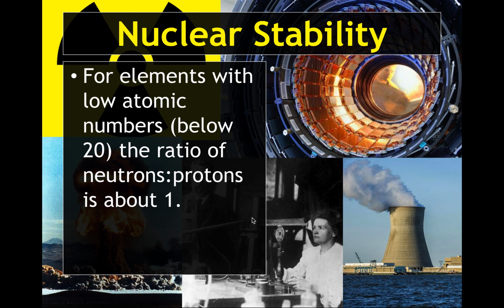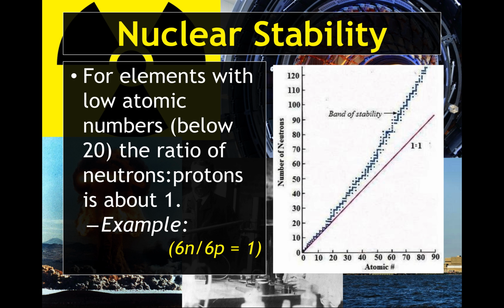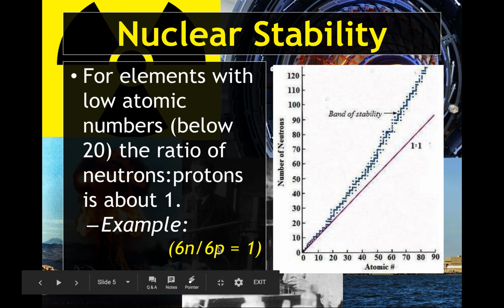For elements with low atomic numbers, below 20, the ratio of neutrons to protons is about 1 to 1. For example, if we have a ratio of 6 neutrons to 6 protons, you divide 6 by 6, and you have 1. So a 1 to 1 ratio. And you'll see that in this band right here. So 1 to 1 ratio is stable when we're talking about elements with low atomic numbers. And a good example of this would be carbon with 6 protons, and 6 neutrons, giving you a mass number of 12.